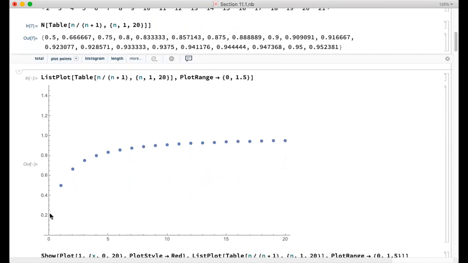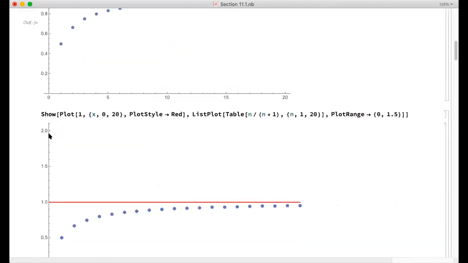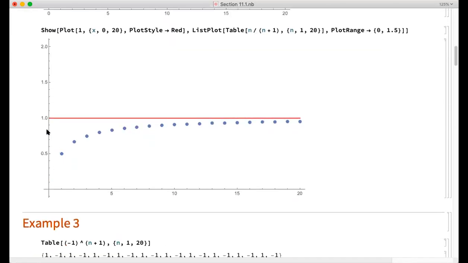Here's the list plot of it, the plot of the sequence. You can see that these sequence terms, unlike our previous example, the y-coordinates are getting bigger as n goes to infinity. So the sequence terms are increasing, but they're not increasing without bound. They seem to be approaching something. And if you look over here on the y-axis, it looks like they're approaching 1. I drew a plot with the sequence terms in it, and then I drew a red line where y is equal to 1. That plot is rather convincing that this sequence has limit equal to 1. I'm only looking at 20 terms.